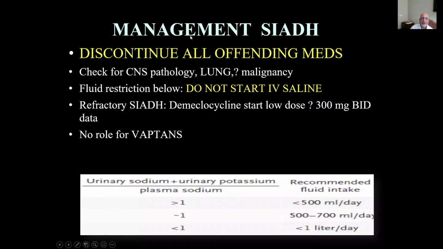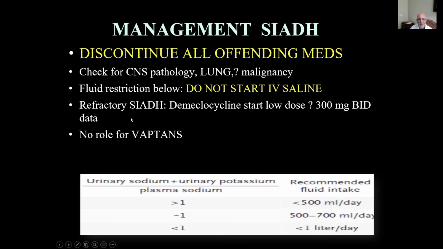So the management of patients with SIADH or patients with excessive vasopressin is to first discontinue all the offending medicines, obtain an excellent history on their use of alcohol, as well as water intake. Check for any CNS pathology by obtaining a CT scan of the brain. Obtain a chest X-ray, rule out malignancy or COPD. Initially, patients should be started on fluid restriction, and I stress again to avoid starting IV saline in the emergency room, as this may cause further problems.